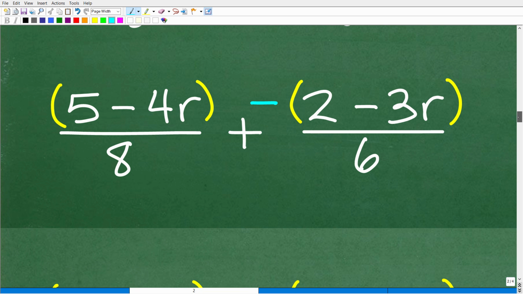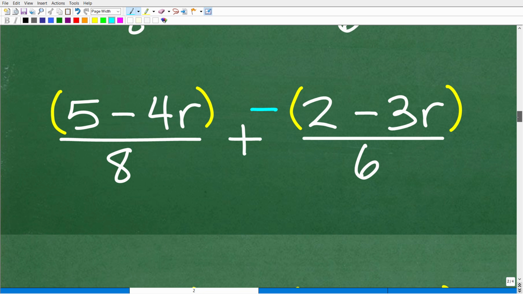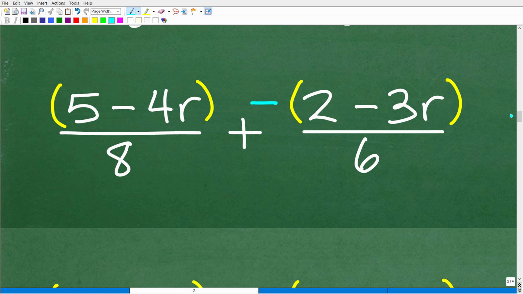So this is what we have now. This is going to help us avoid making common mistakes. I've seen this tens of thousands of times, so just trust me on this one. If you get in the habit of writing in this format, you're going to really help yourself out big time.